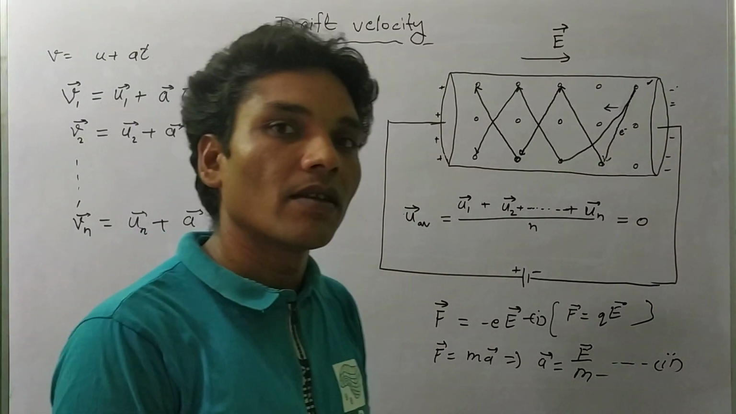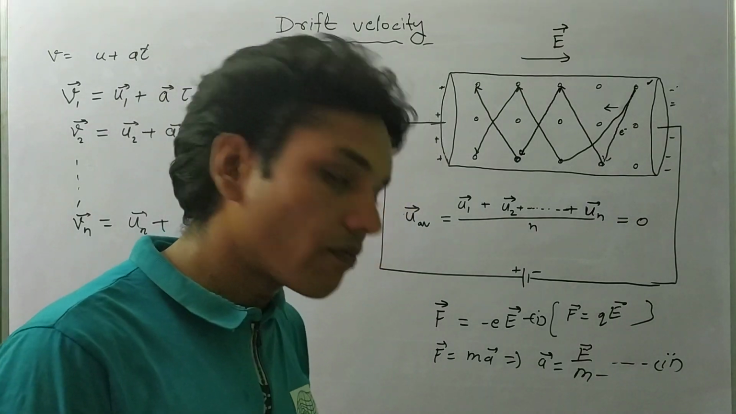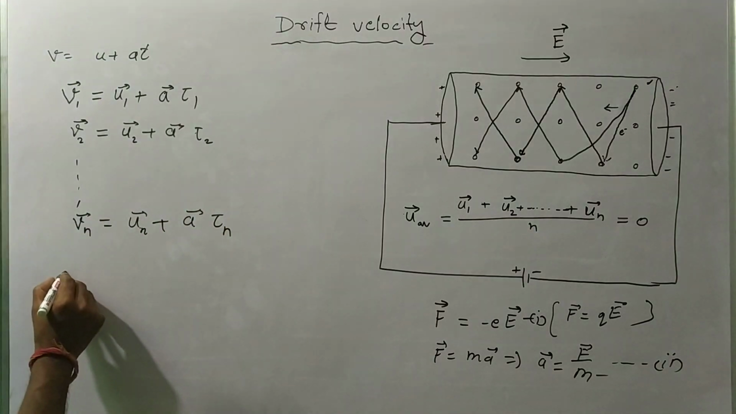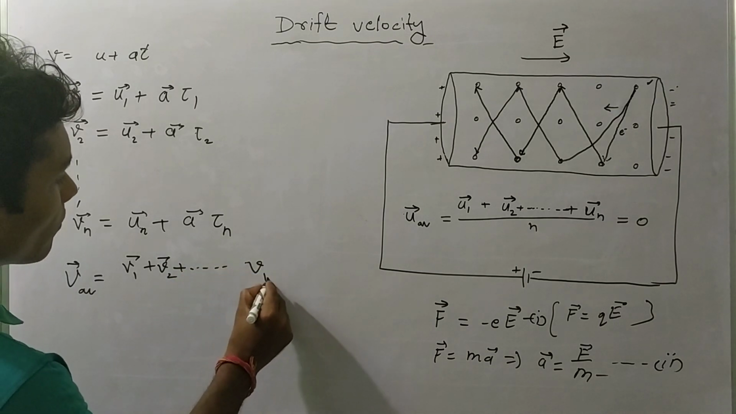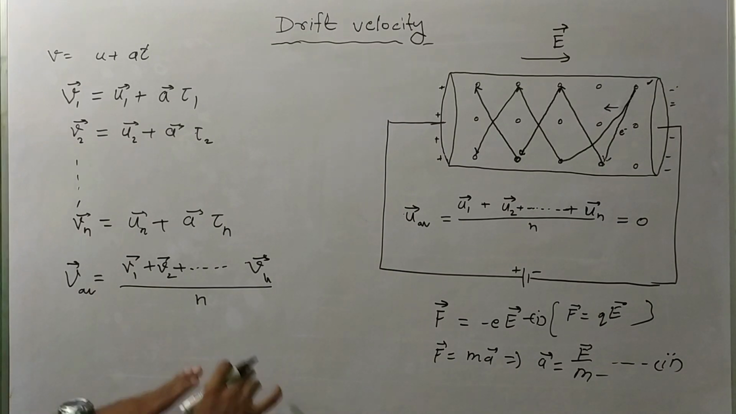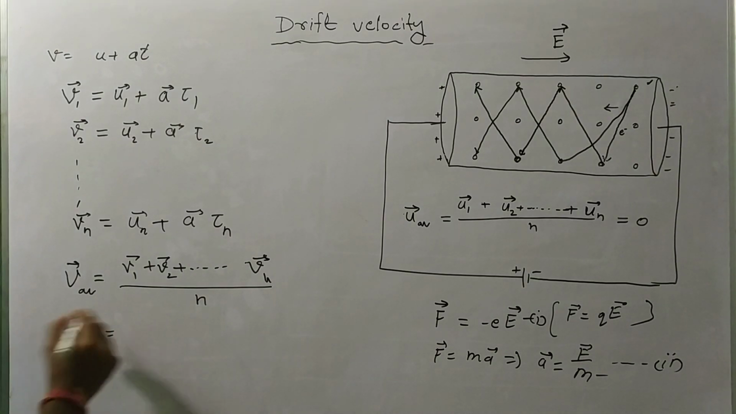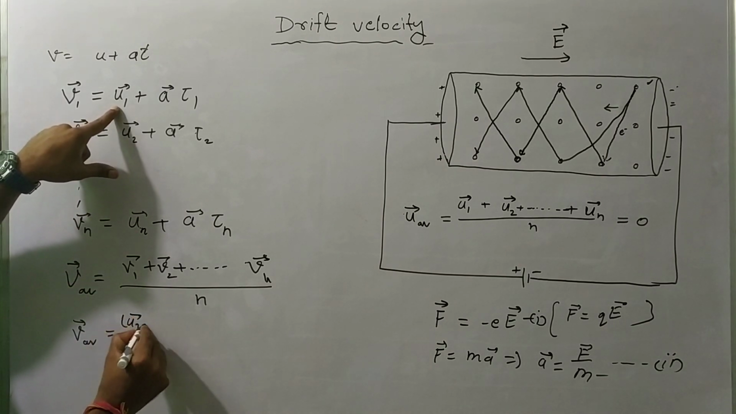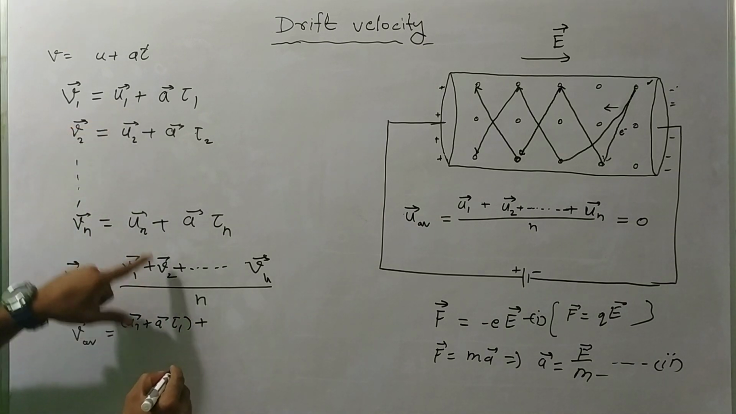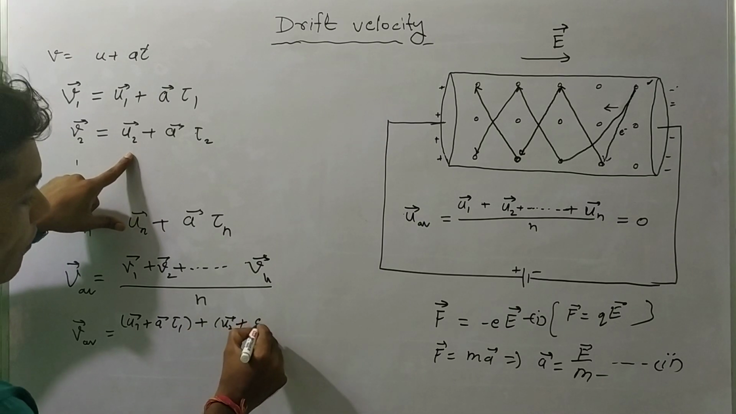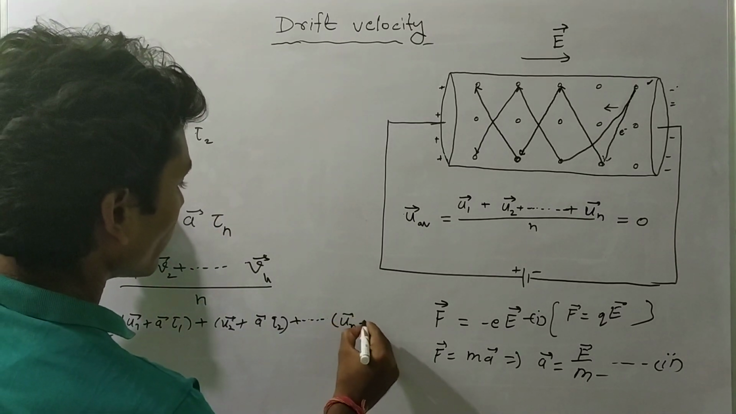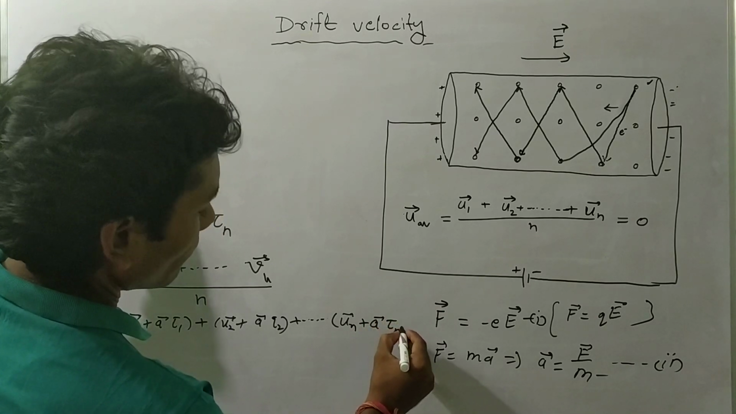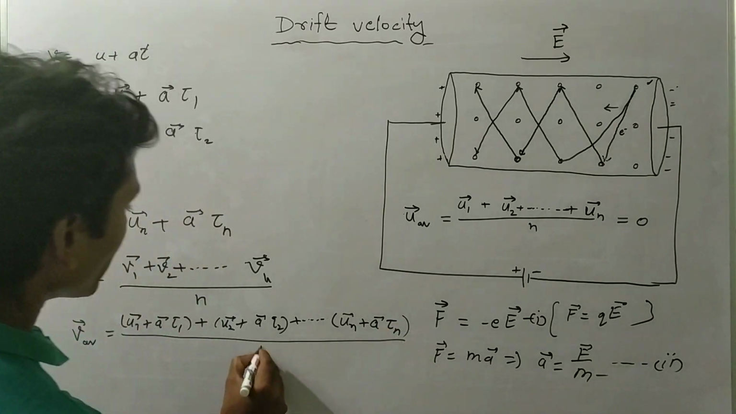Now, the average velocity of all the free electrons after applying the external electric field, V average, will be equal to V1 plus V2 plus up to Vn upon n. On putting the values of V1, V2 and Vn from the above equations, V average is equal to vector u1 plus vector a tau 1, plus vector u2 plus vector a tau 2, and plus vector un plus vector a into tau n, upon n.